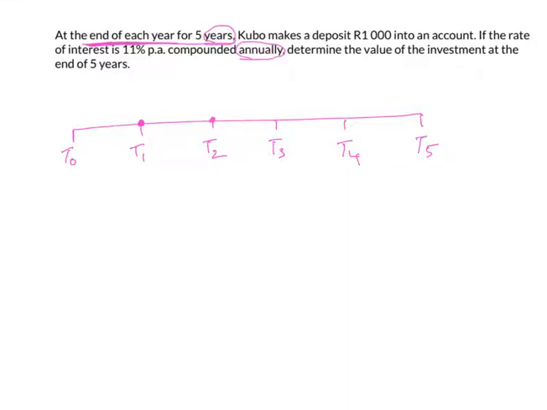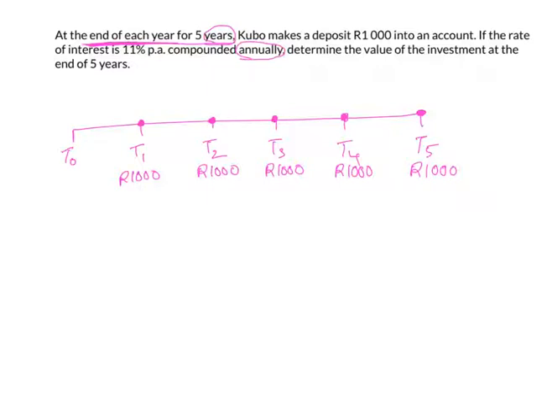And how many investments am I making? At the end of each year for 5 years. At each of these periods, I'm making an investment of 1,000 rands. At the end of the first year, I make an investment. At the end of the second year, I make an investment. At the end of the third year, the fourth year, and at the end of the fifth year, I make a last investment.